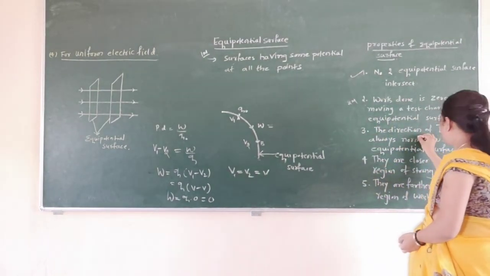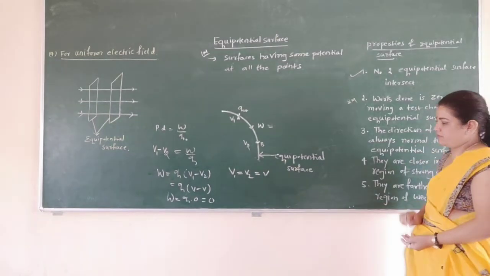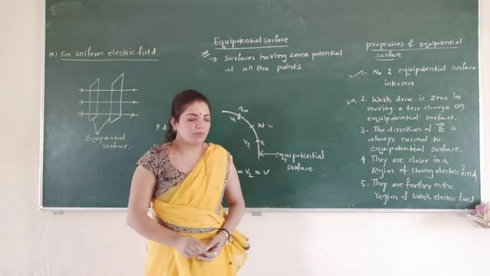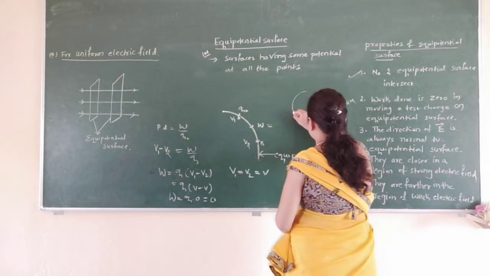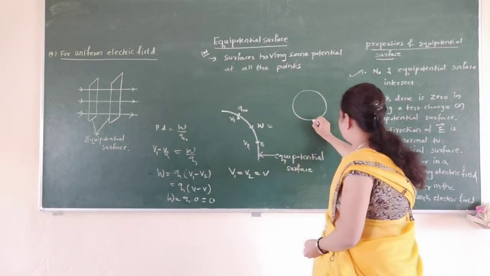The direction of electric field is always normal to the equipotential surface. It will be perpendicular. Suppose this is equipotential surface. Imagine that this is equipotential surface.